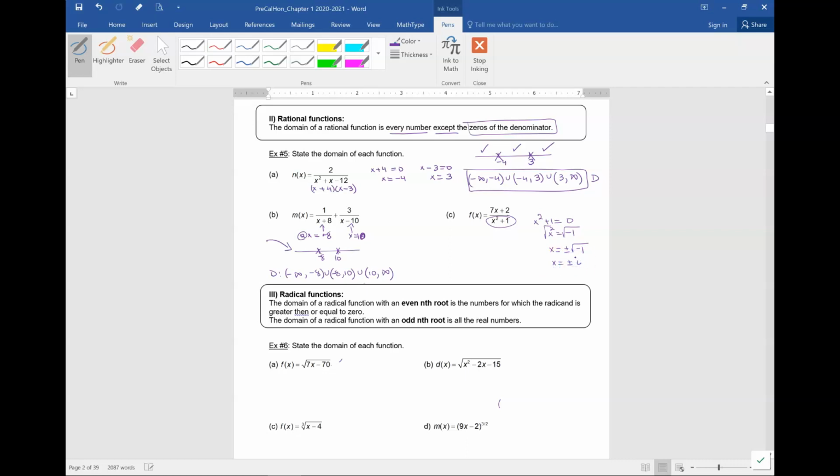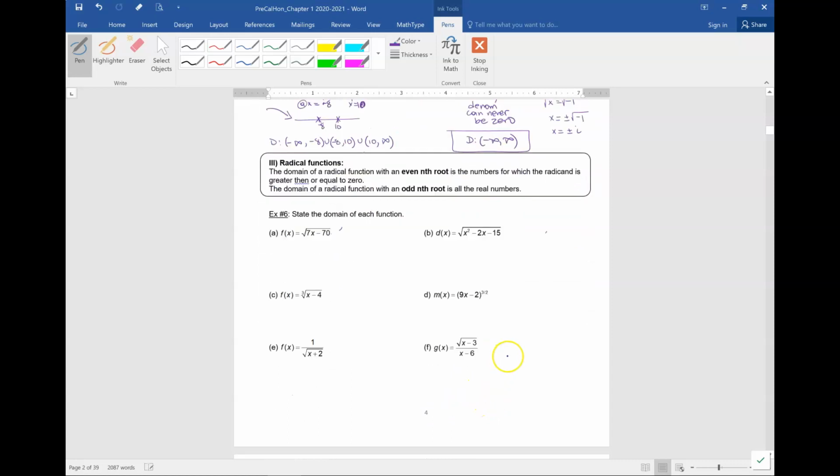Oh my, what happened? It turns out there are no real numbers for which this denominator is 0. In other words, this denominator can never be 0. Because there is no number for which this is 0, the domain is all real numbers. Any old number that you plug in there will work.